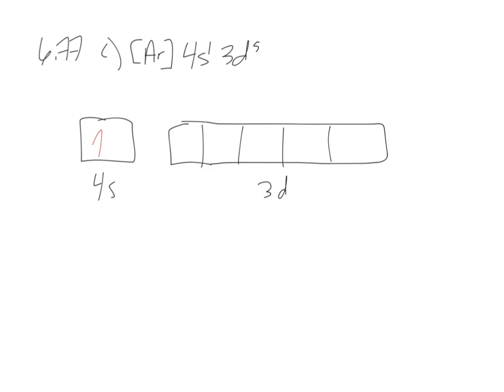So this is problem 77C from chapter 6. It asks to identify the elements and then to determine the number of unshared or unpaired electrons. To do this, you've got to look at an orbital diagram. You're given the electron configuration, and we're only interested in the outer configuration, 4s1 3d5.